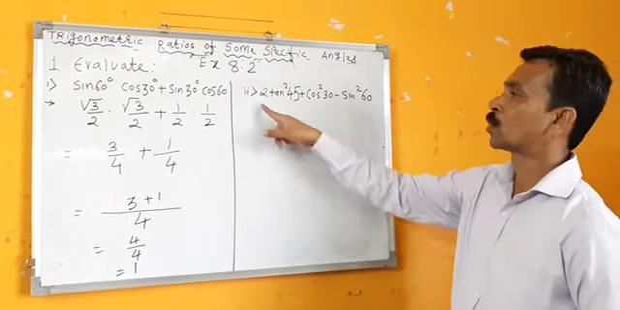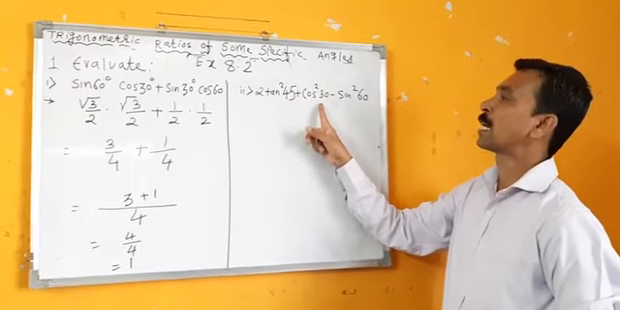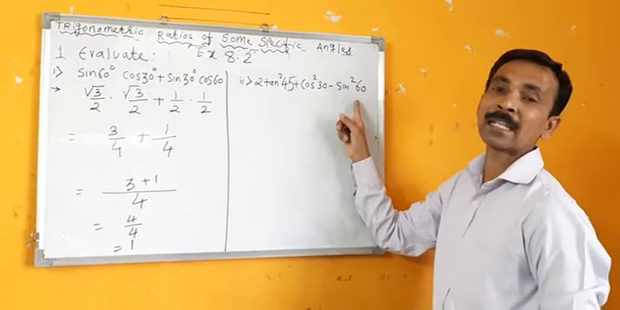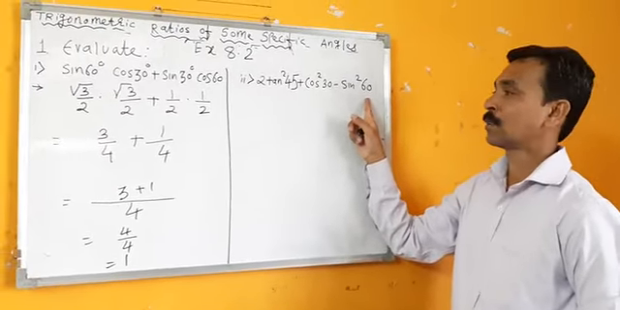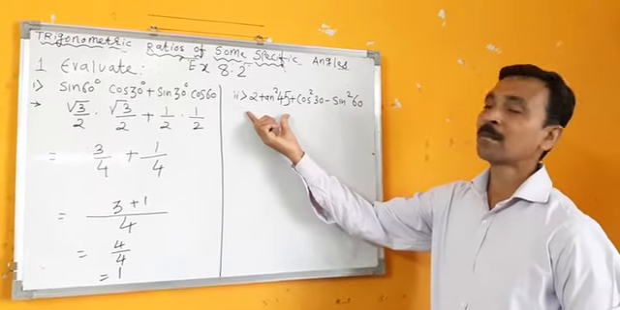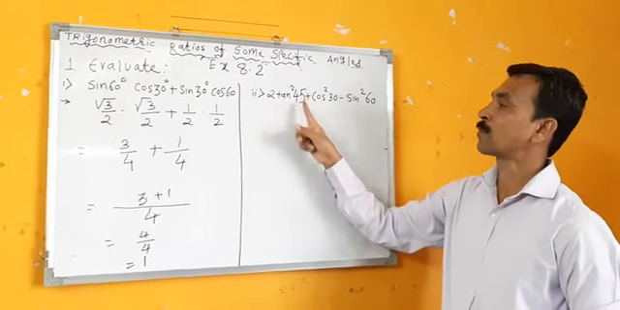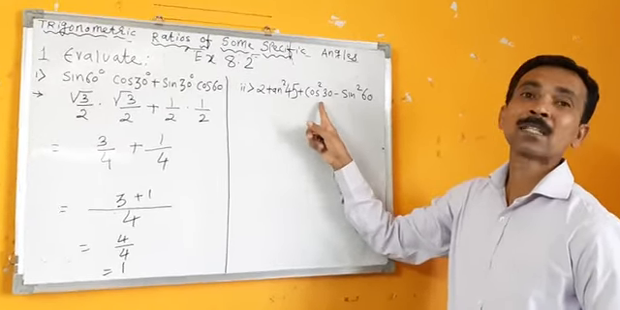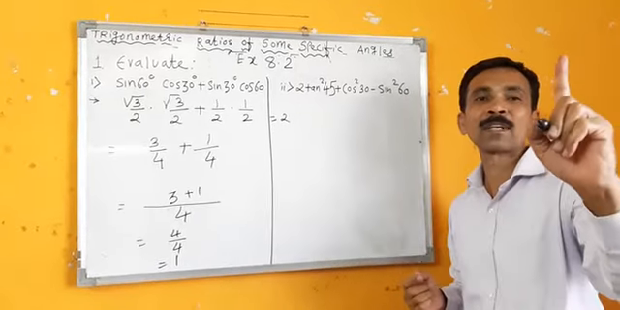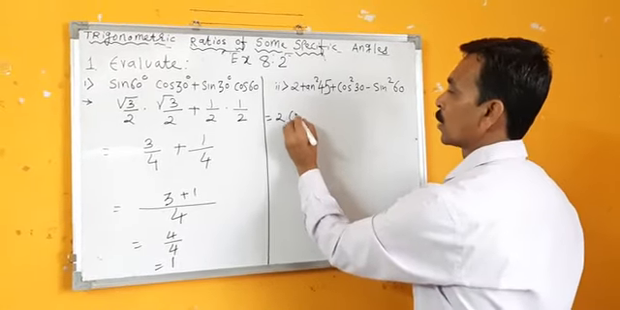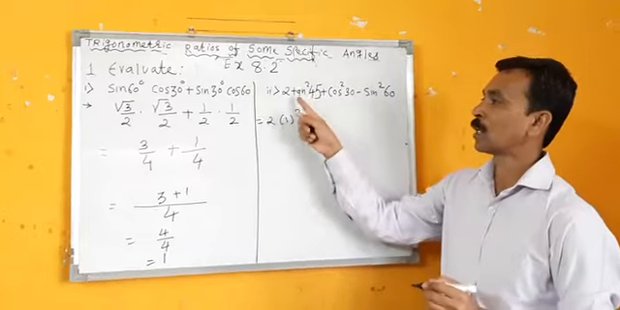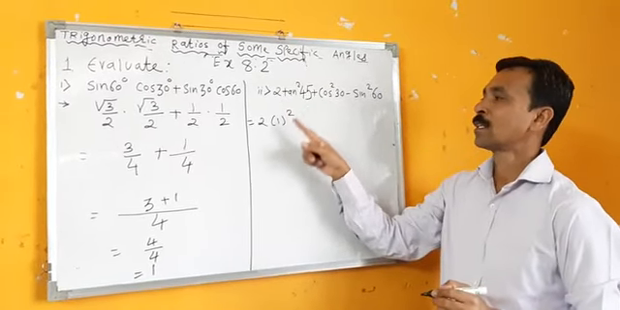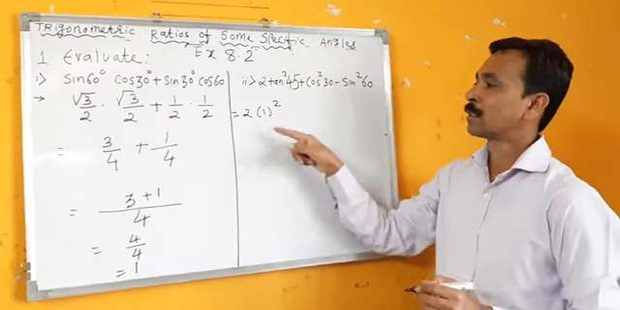Second sum, 2 tan square 45 plus cos square 30 minus sin square 60. Again I am repeating. Second sum, evaluate 2 tan square 45 plus cos square 30 minus sin square 60. I will place the value. 2 into, what is value of tan 45? 1. So 2 into 1 square. Though it is written tan square 45, we cannot write like that.